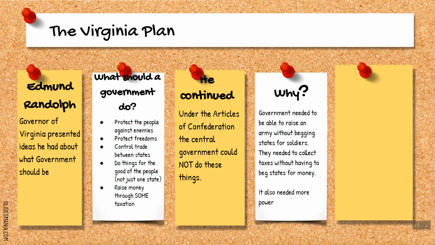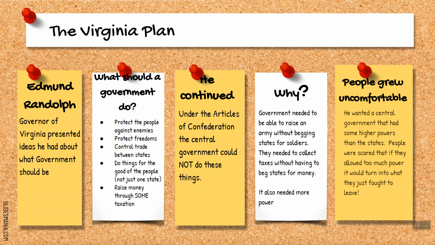And it really needed more power. The central government needed more power. And that made people really uncomfortable because they really did not want the same type of government that they just got out of. This caused a lot of debate, a lot of uncomfortable debates, because he wanted a central government that had some higher powers than the state. So the state still has power, but the central government was kind of higher. They made more important decisions. And people were scared that if they allowed too much power, it would turn into what they just fought to leave. So there was a lot of debating over this, tons and tons of debating.